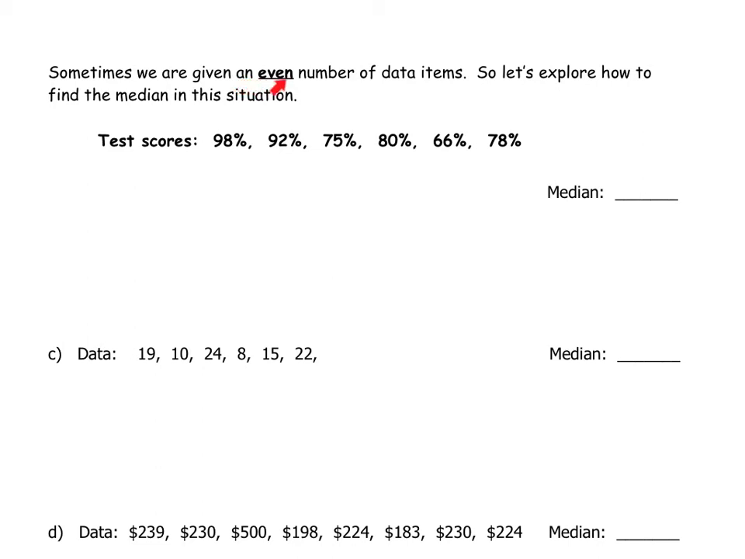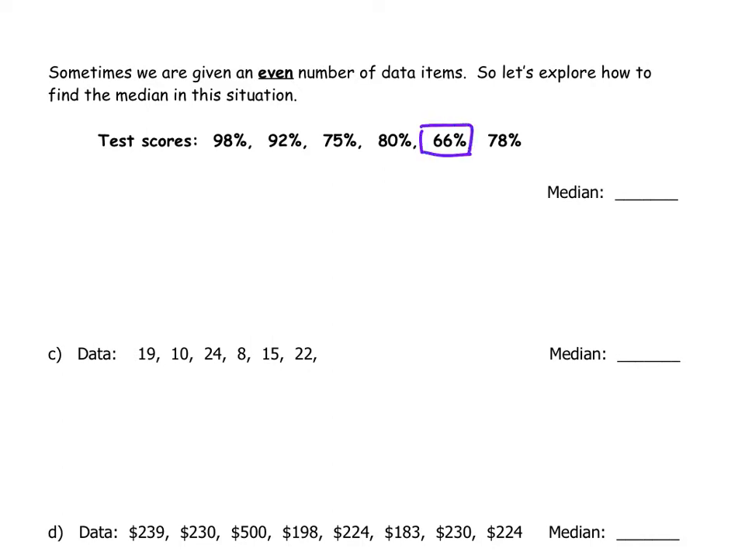Sometimes we are given an even number of data items. So let's explore how to find the median in this situation. So 1, 2, 3, 4, 5, 6, an even number of data items. So we're going to start it exactly the same way. We're going to start looking for our smallest data item.